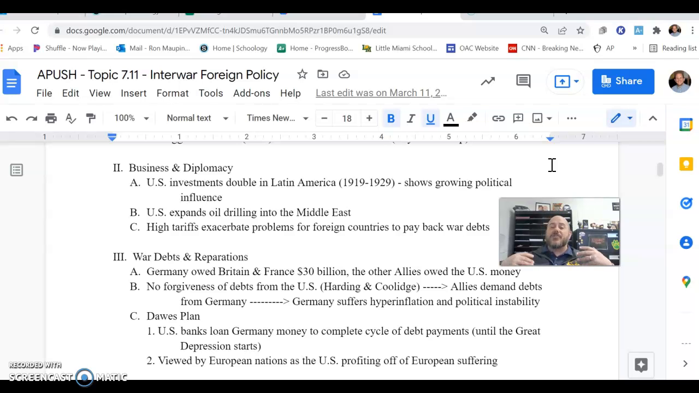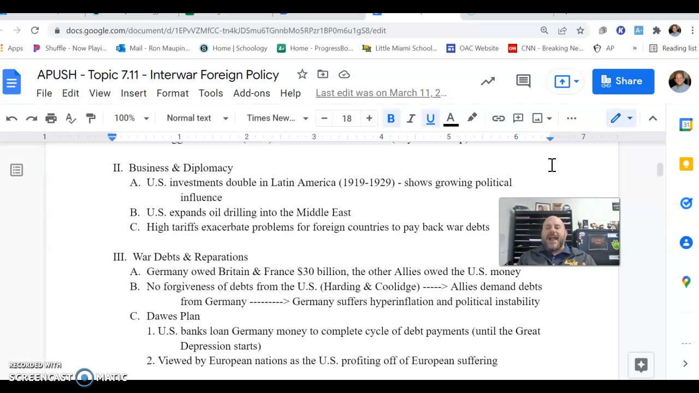You've got prices that are changing by the hour in some of the major cities in Germany. It just becomes madness. And part of what's fueling this is the reality that despite pleas from the Germans and even the British and the French, there's not going to be any forgiveness of this debt. So here's kind of how this works, okay?